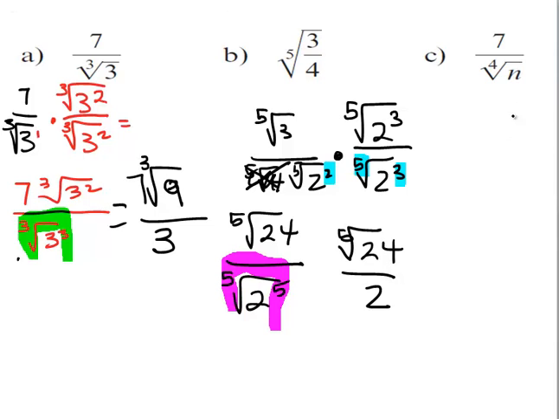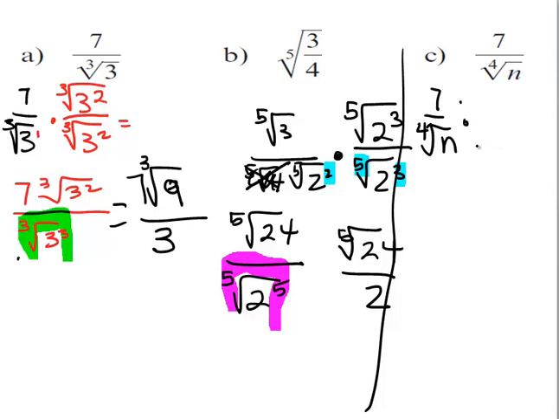Okay, let's do one more over here. So I have, let me just draw a line so we can see through that. So I have 7 and the 4th root of n. So to take care of that, I'm going to multiply it by the 4th root of n to the 3rd, because this is secretly 1, right? And 1 plus 3 makes 4. What I do to the top, I do to the bottom, or vice versa.